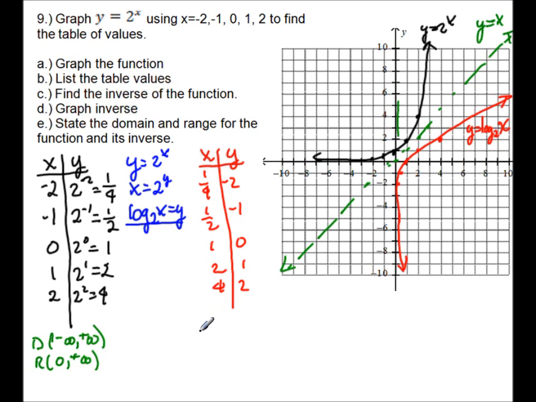Now, when we look at our inverse, it's going to be the opposite of this. But just to look at the graph, the domain of values, as we go to the right, they keep getting bigger and bigger. But then notice as we go to the left, what happens to our x values? They get closer and closer to 0. So our domain is going to be 0 and positive infinity.